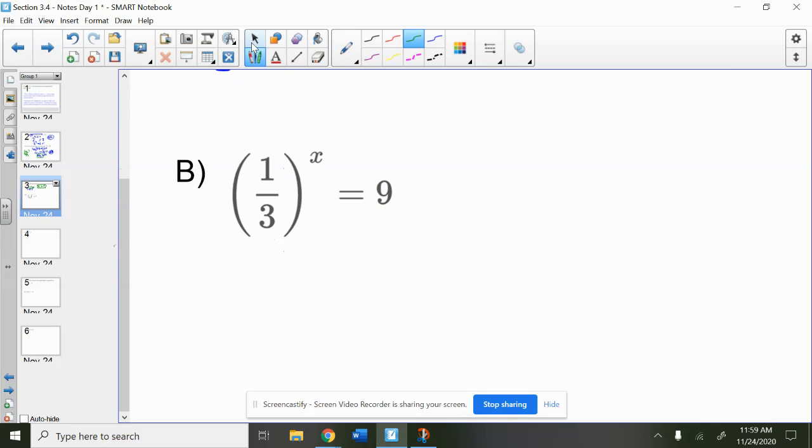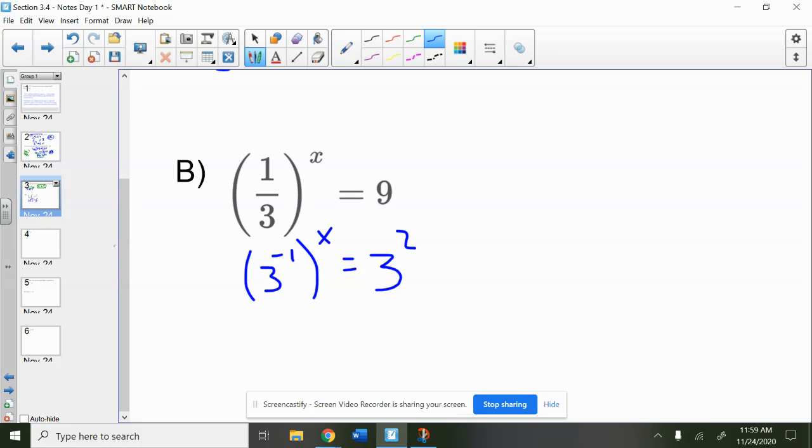Okay, on this one, we're going to have to rewrite this one a little bit, a couple of different ways. First off, 1/3 is the same thing as 3 to the negative first power. That's the same thing. So I'm going to eventually get these to be both bases of 3s because I have a 3 over here, and I can change 9 to be a base. So 3 to what power would give you 9? Well, that would be the second.